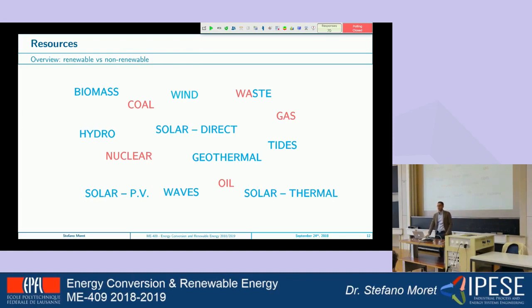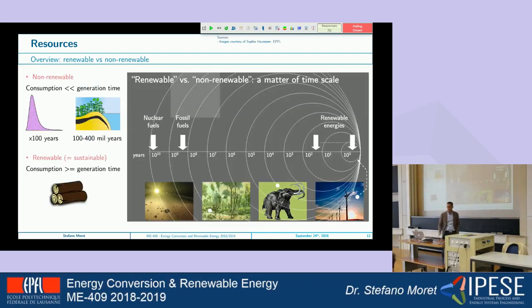If we look at the resources, we can make a quite clear distinction between resources that are renewable and non-renewable. The renewable ones are indicated here in blue. What does renewable mean? The definition is something that we hear very often, but what does renewable actually mean in terms of a resource? The main distinction between renewable and non-renewable energies is the difference between the consumption and the generation time.